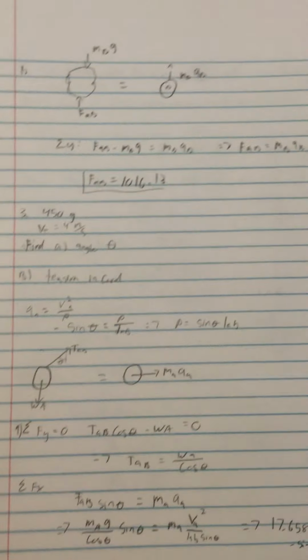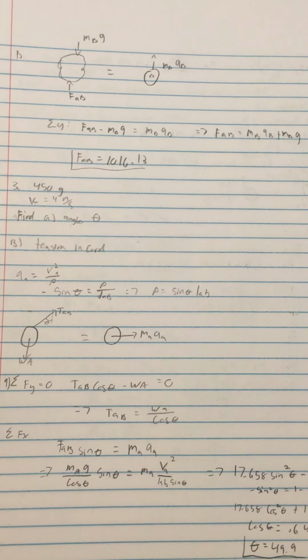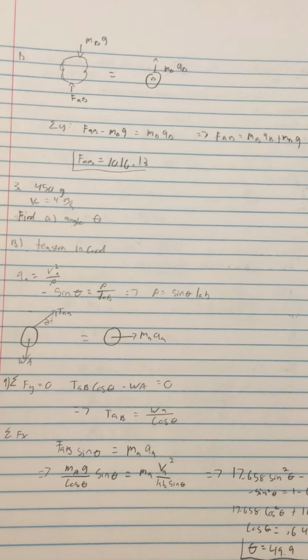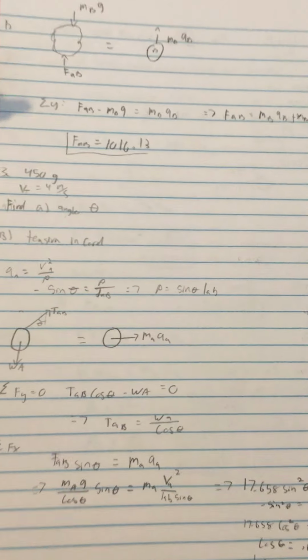Okay, on to part B. In part B, we're looking for the force felt between the boulder and the pallet. So we set up this next free body diagram.